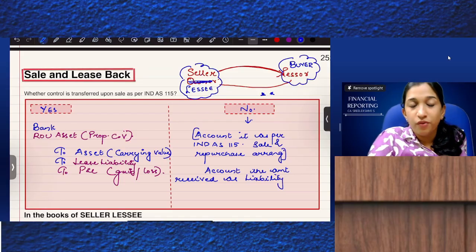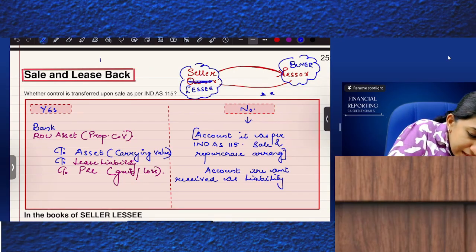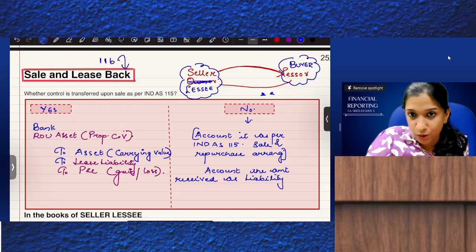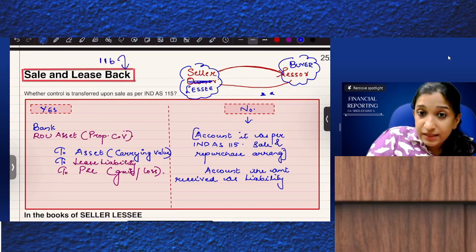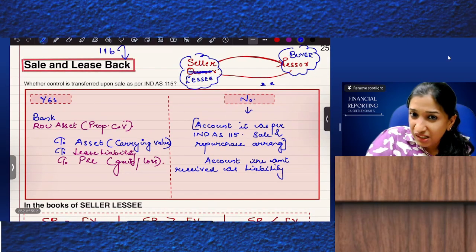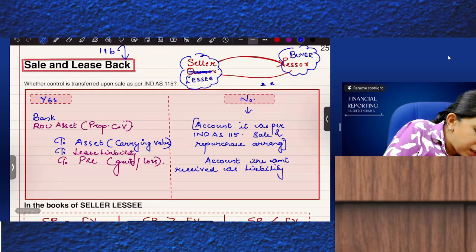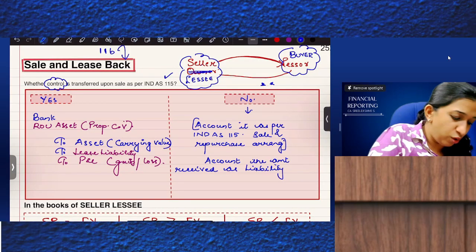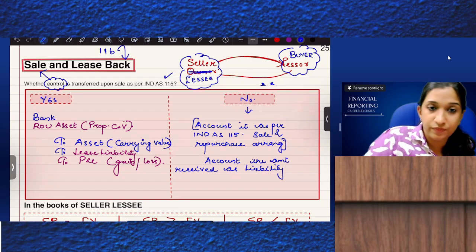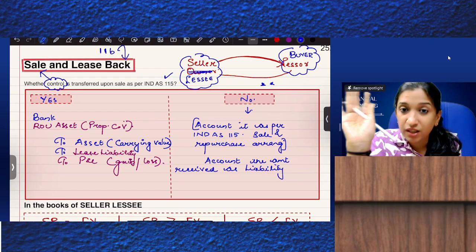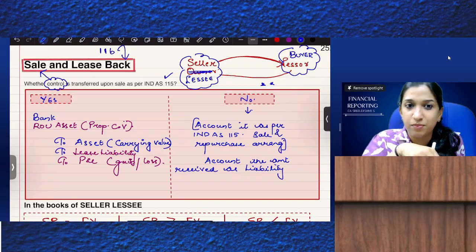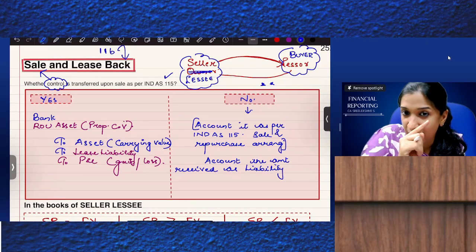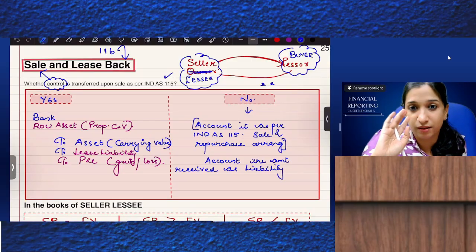Okay. So we are doing IND AS 116 sale and leaseback accounting. In sale and leaseback accounting, my first point is whether the control is transferred as per IND AS 115. Then only we can call it a sale. Sale means I transferred control and then leased it back. Control is with the buyer, then leasing it back.